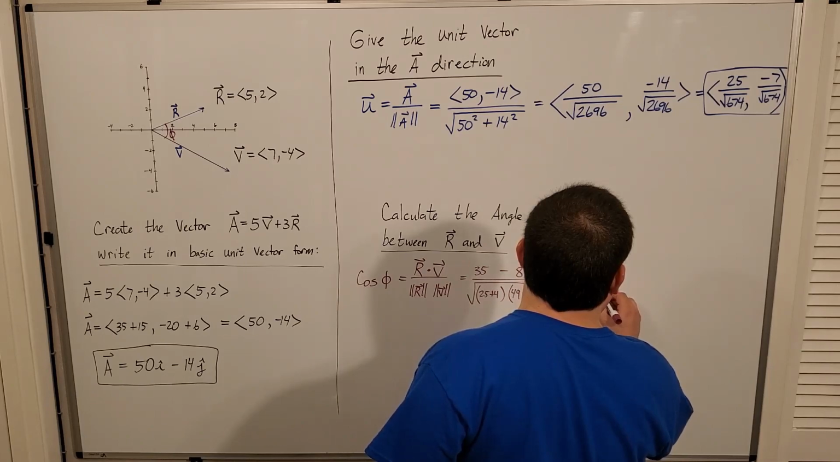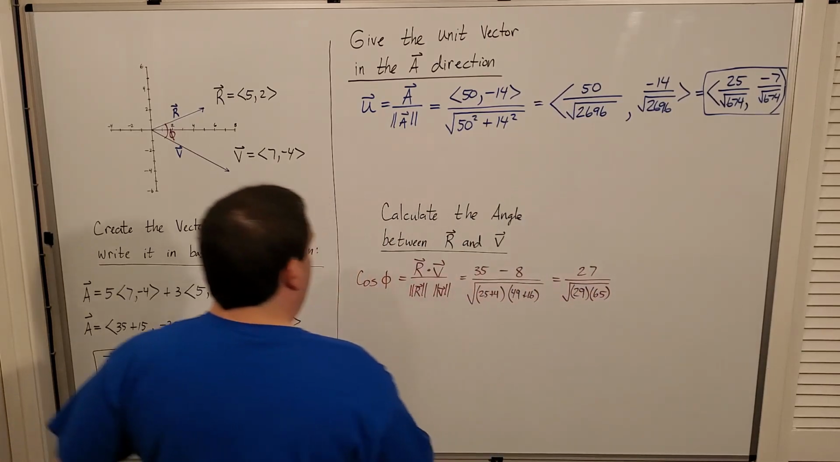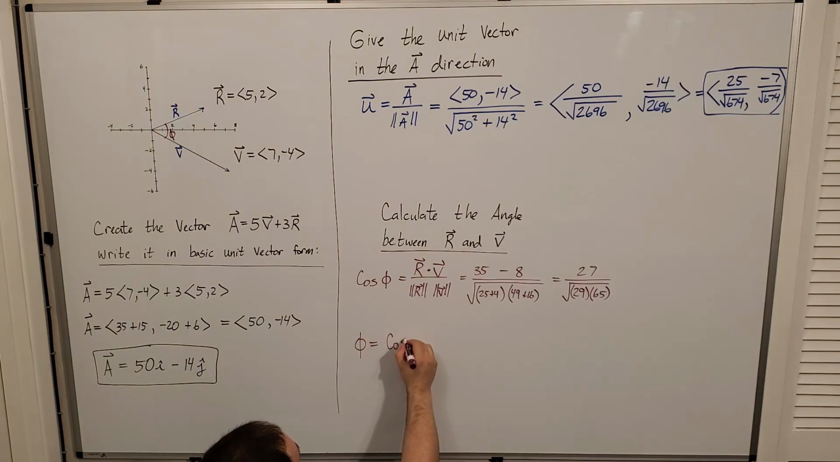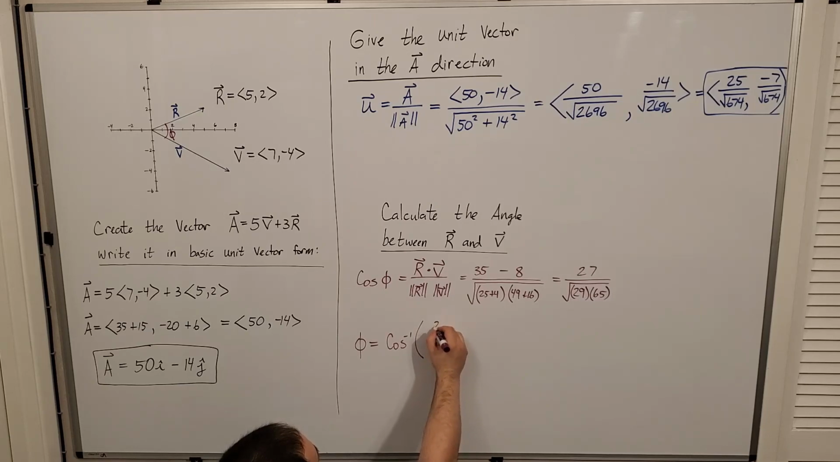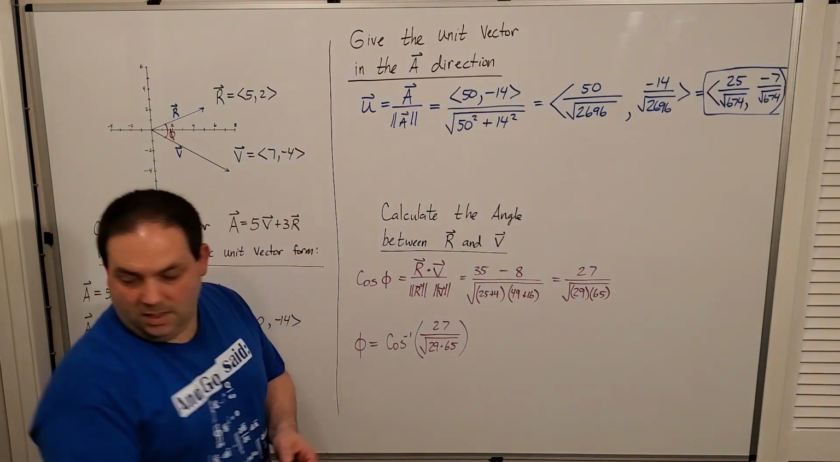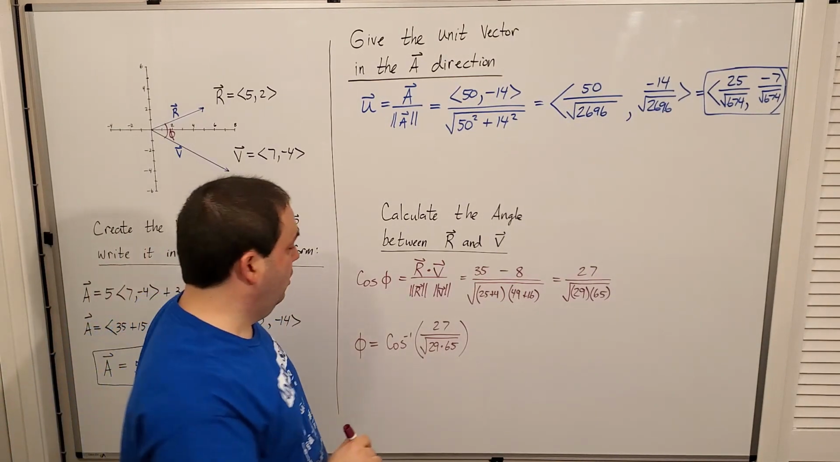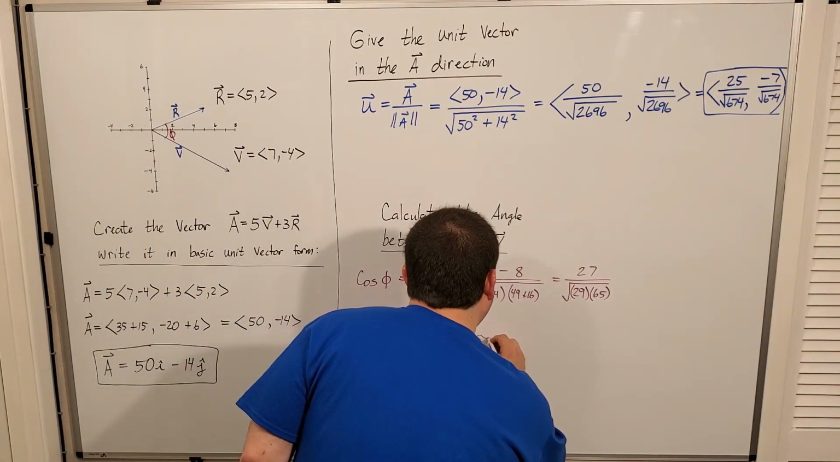65. Okay. So then my angle phi, I'm just going to do an inverse cosine of that computation. Right? And what I got was 51.5 degrees.